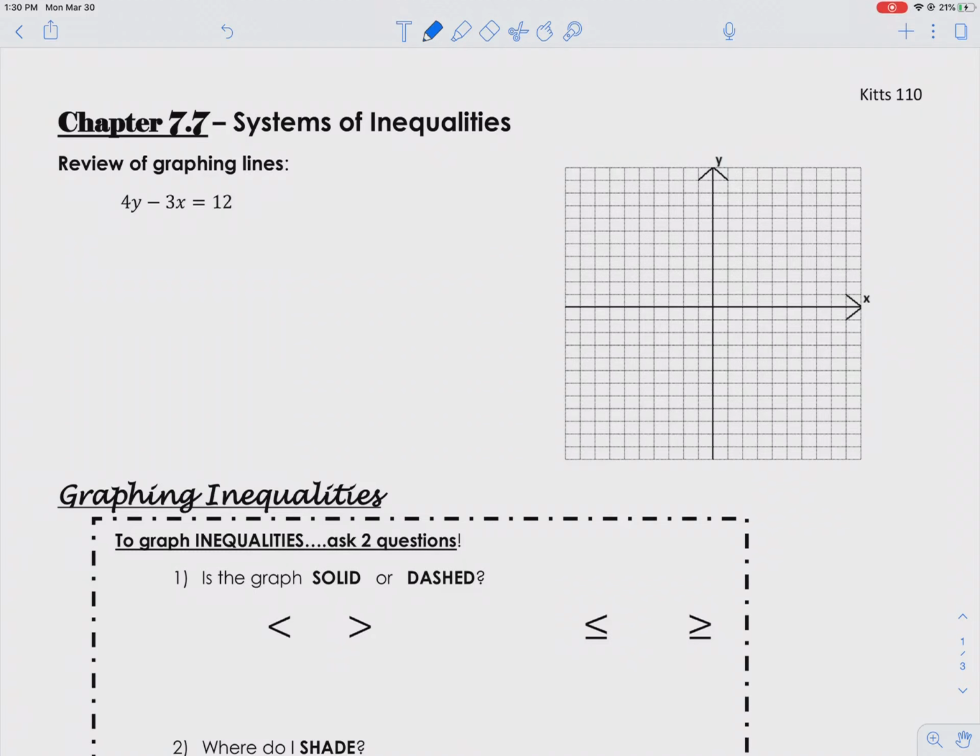So this is the last section of the last chapter of Math 110, section 7-7.